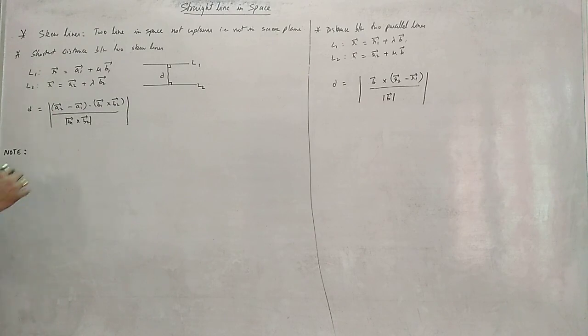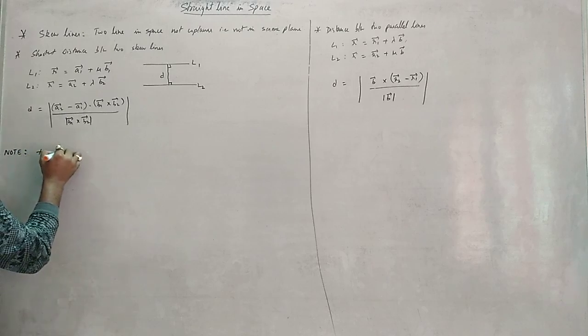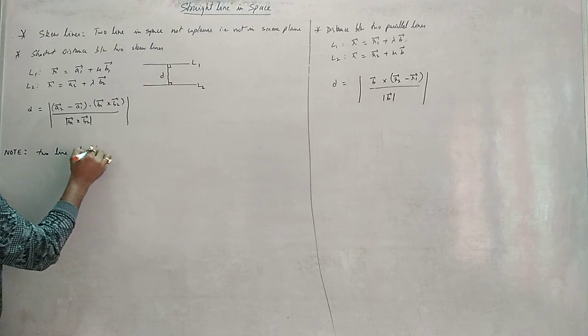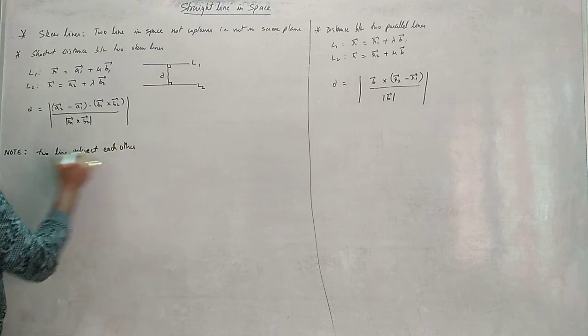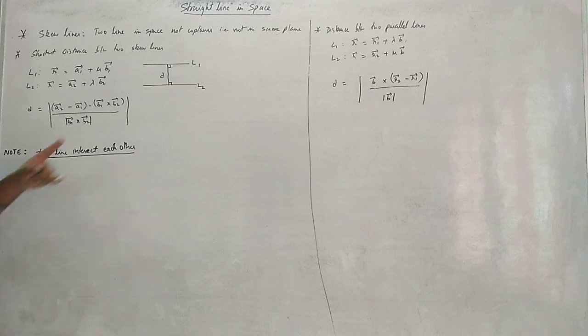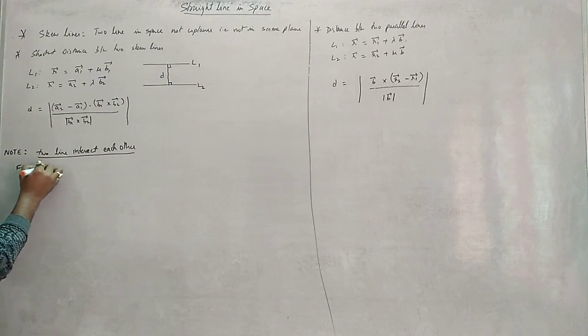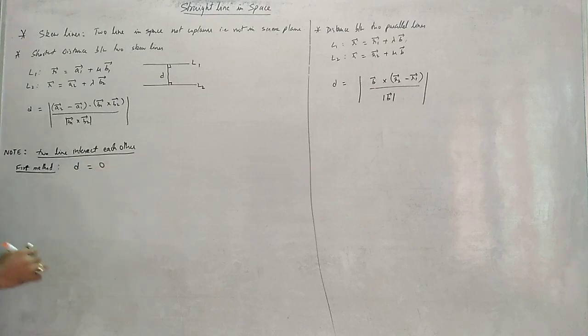Sometimes in the question they ask you, prove that 2 lines intersect each other. Okay, that we can show in 2 different ways, but I will always prefer this way because this is the simplest way to do it. Note, 2 lines intersect each other. How to show that the lines intersect? कैसे prove करेंगे? So the first method is, you find the shortest distance and इसको 0 prove कर दो. If the shortest distance is 0, then they intersect each other.